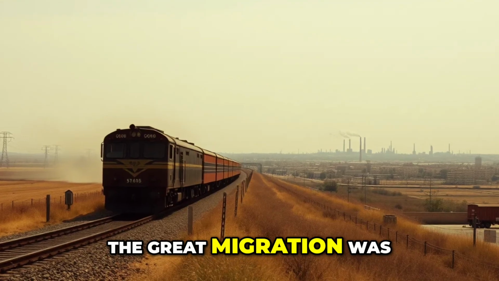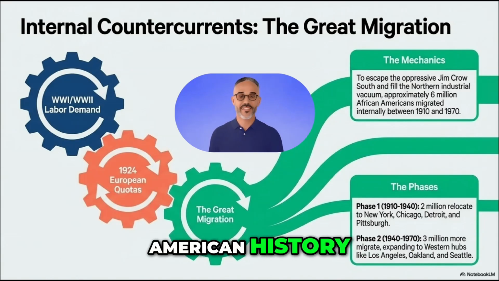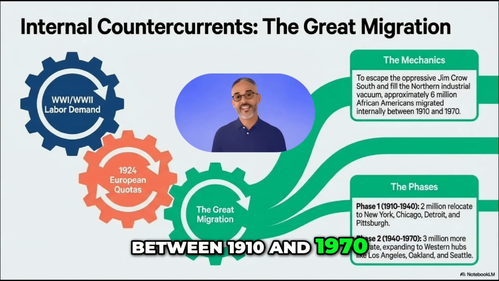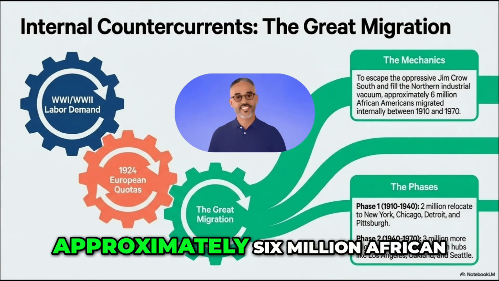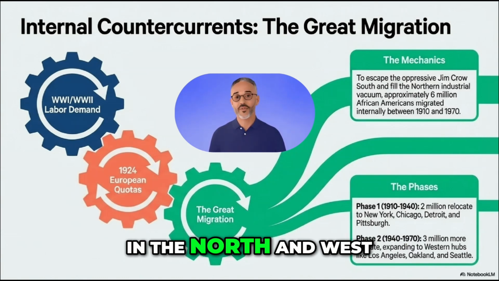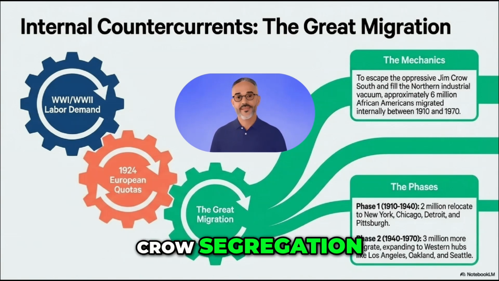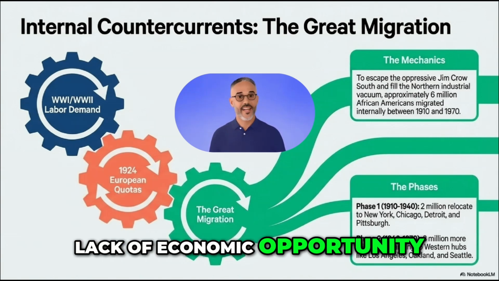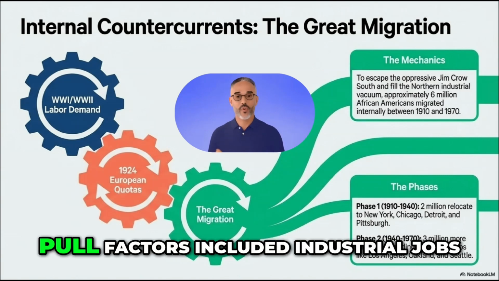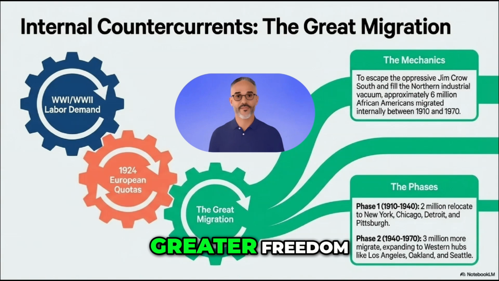The Great Migration was one of the most significant internal movements in American history. Between 1910 and 1970, approximately 6 million African Americans moved from the rural South to cities in the North and West. Push factors included Jim Crow segregation, lack of economic opportunity, and racial violence. Pull factors included industrial jobs, better wages, and the promise of greater freedom.